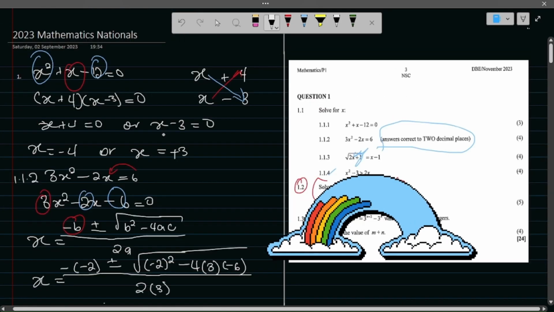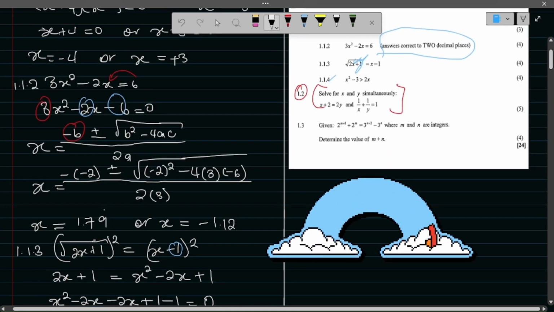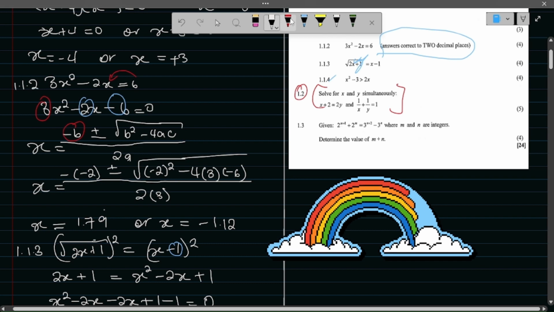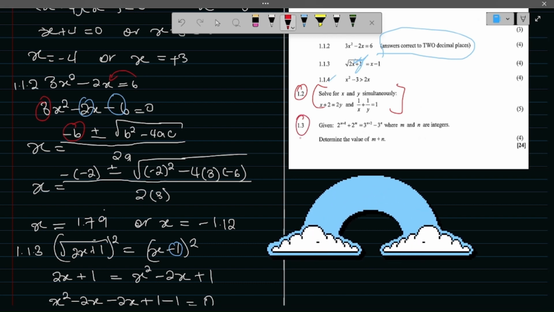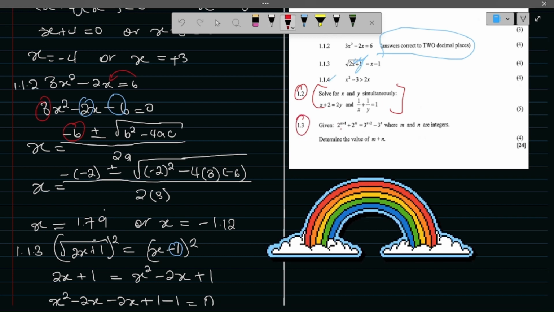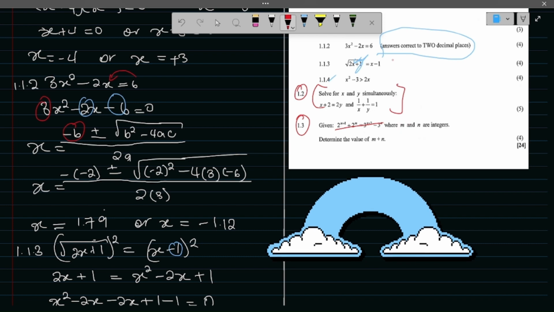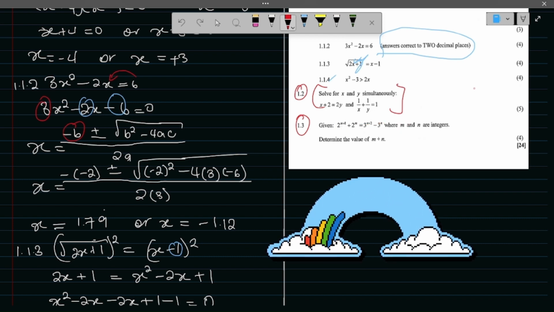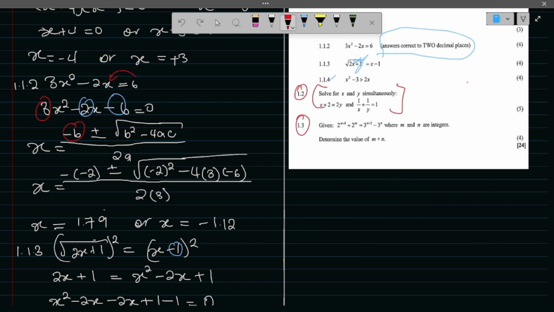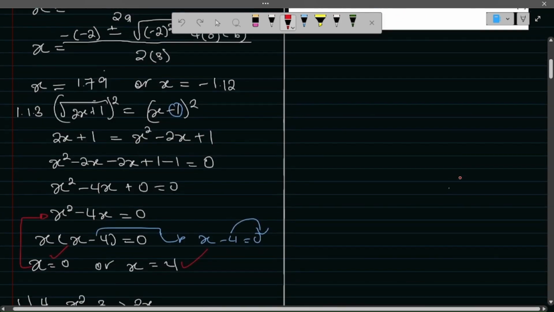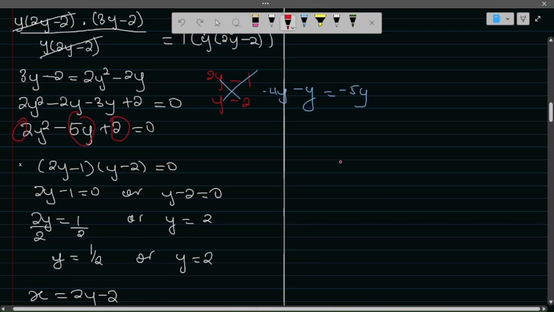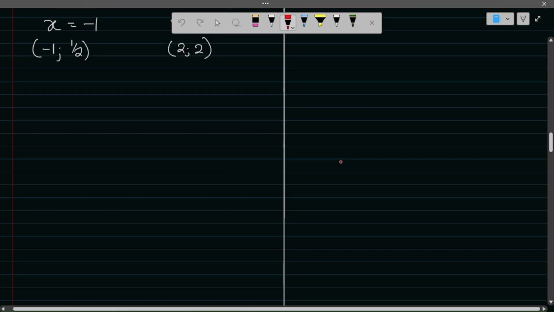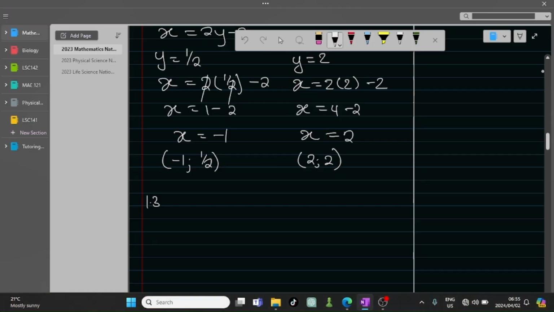So now our last question is 1.3. Given this expression where m and n are integers, determine the value of m plus n. So now all we need to do is solve this equation, guys. We need to solve for this equation. This is 1.